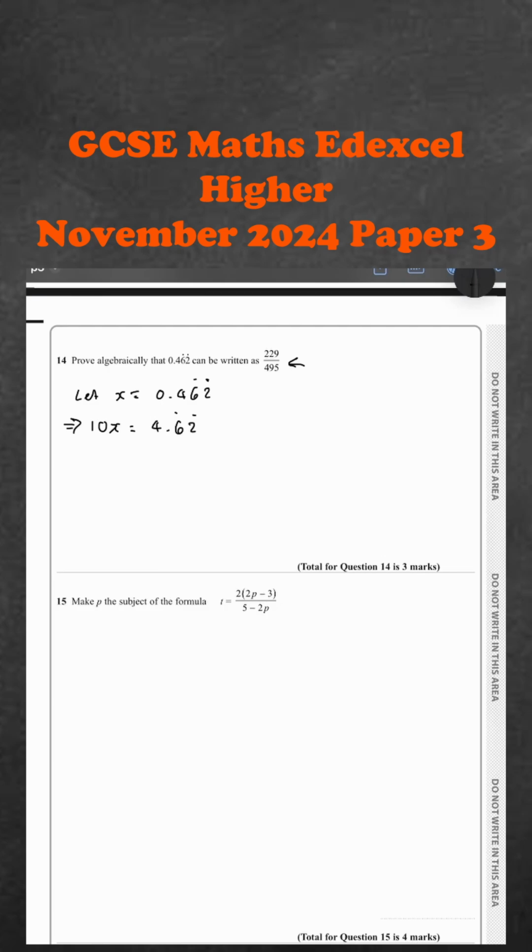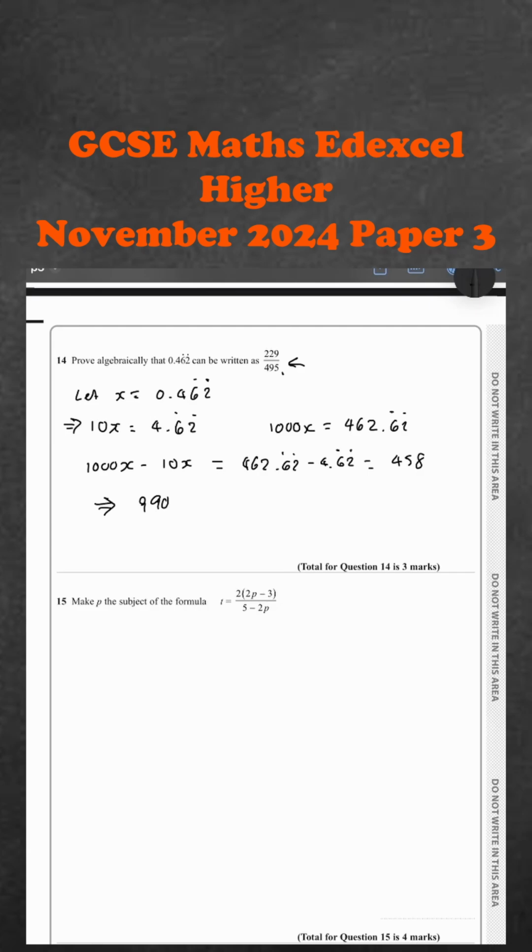So I'm going to then say 1000x, because this is 500, so I'm thinking they're going to make us go to 1000 and divide back by 2. 1000x is going to be 462.62 recurring. So if I then do 1000x minus 10x, it's going to be 462.62 recurring minus 4.62 recurring. Gets rid of the 62 recurrings, and we just get 458.